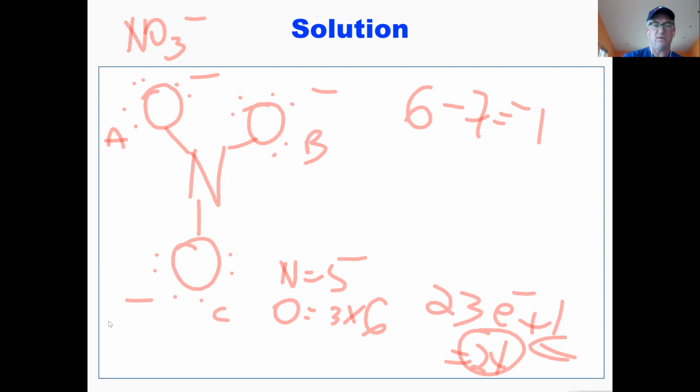So let's look at nitrogen. What is the total number of valence electrons nitrogen should have? What group is it in? It should have 5. How many does it actually have in this structure? Only 3. 1, 2, 3. Poor nitrogen only has 3. So what's the charge on nitrogen? Plus 2. So there's some problems with this structure.